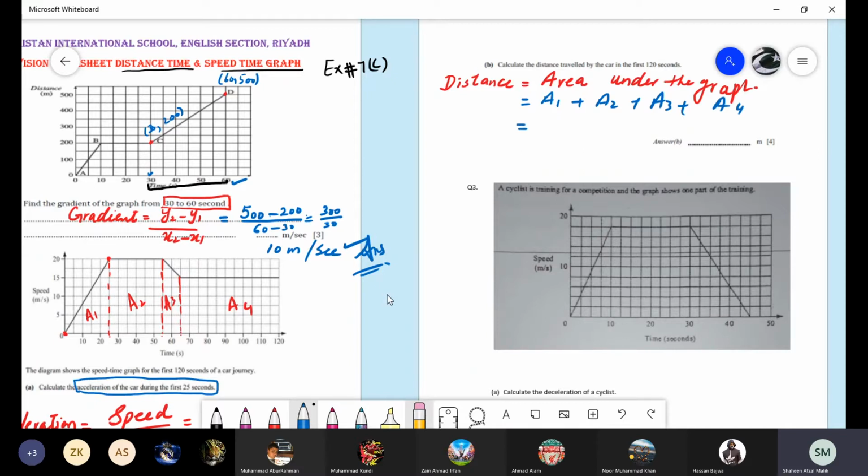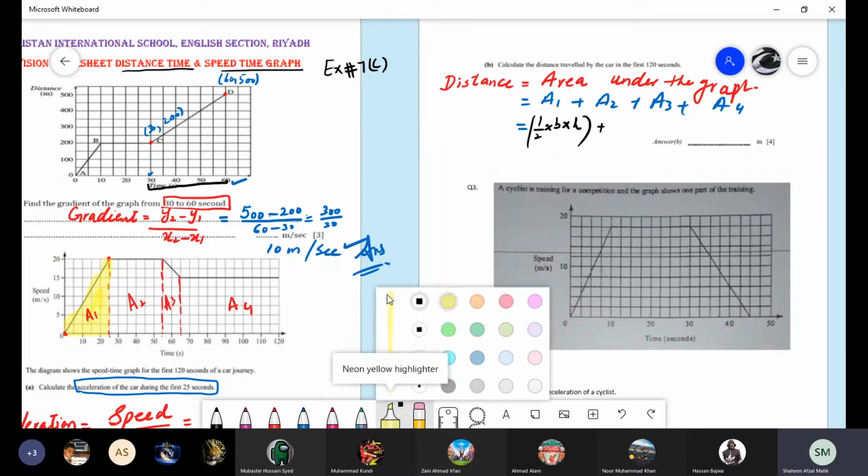What is A1? What is this part? I will color it. Is it a triangle? Yes. Formula of the triangle: 1 over 2, base times height, not length. Okay, what is the second part of the figure?